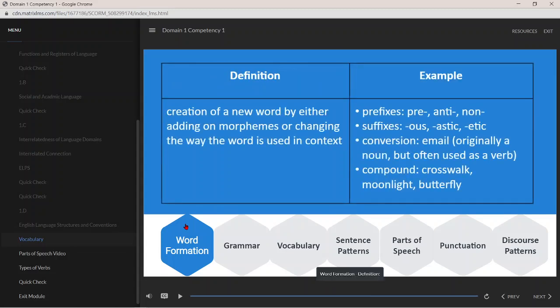Word formation. Definition: creation of a new word by either adding on morphemes or changing the way the word is used in context. Examples include prefixes, such as pre, anti, and non, suffixes, such as ous, astic, and etic. Conversion of words, such as the word email, which is originally a noun but often used as a verb, and compound words, such as crosswalk, moonlight, and butterfly.